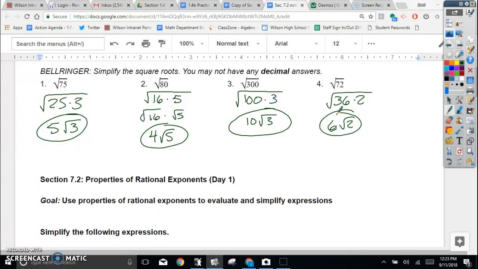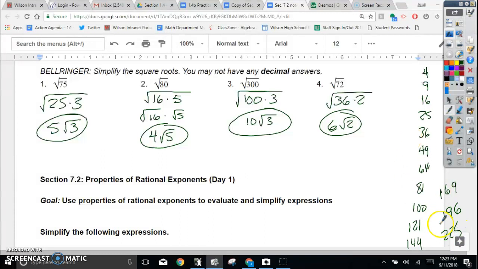Remember, we're only looking for perfect squares. So when I'm looking for numbers that go into all these, I'm looking for like 4 going into it, 9, 16, 25, 36, 49, 64, 81, 100, 121, 144, 169. Now let's see, that's 13 squared. 14 squared is 196, 225, and so on. So these are all perfect squares.